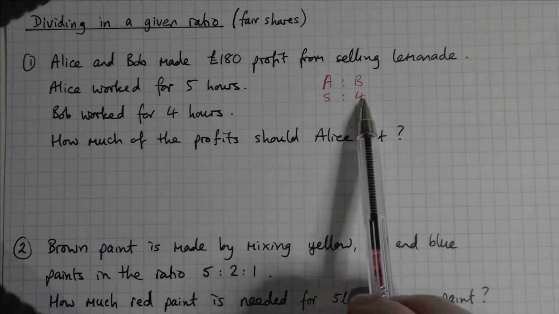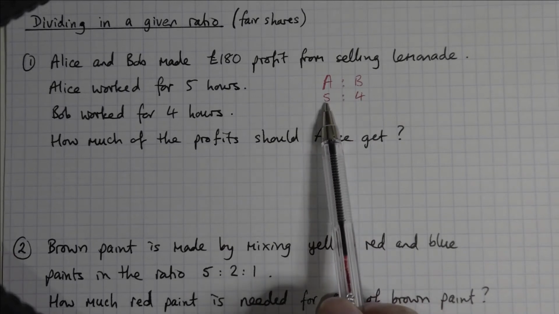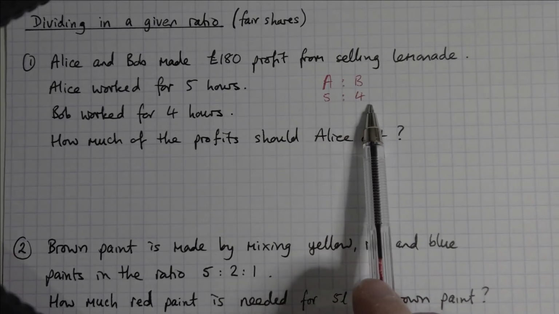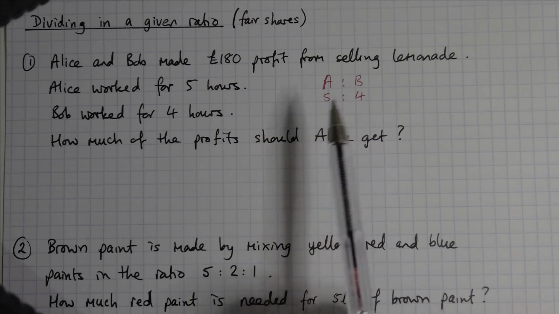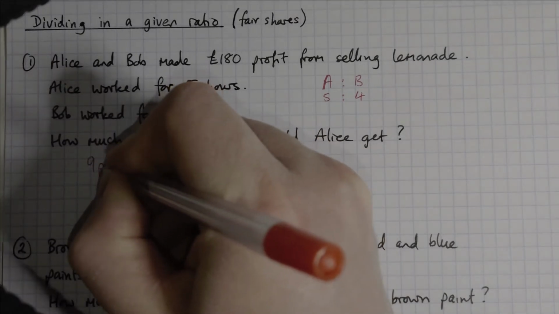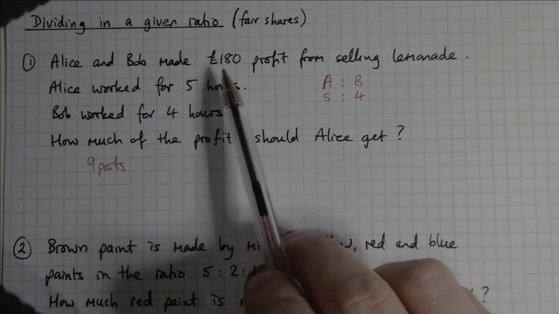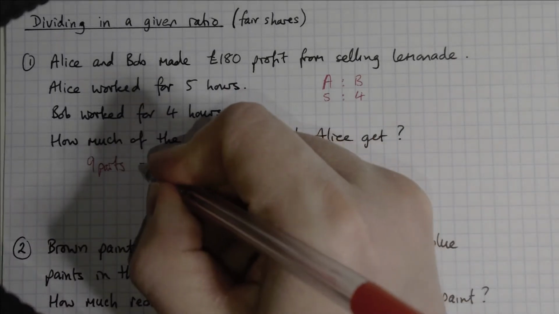So the total number of parts involved here is 9. Alice gets 5 of the parts, Bob gets 4 of the parts, but there's 9 parts in total. And that makes sense. 9 hours of work happened split between them. So we would say that there are 9 parts that are represented here. And the £180 is 9 parts.